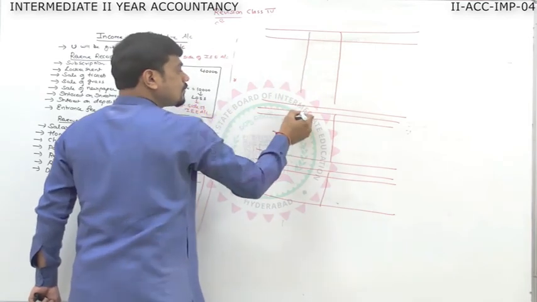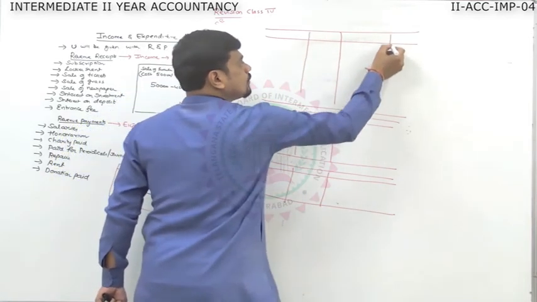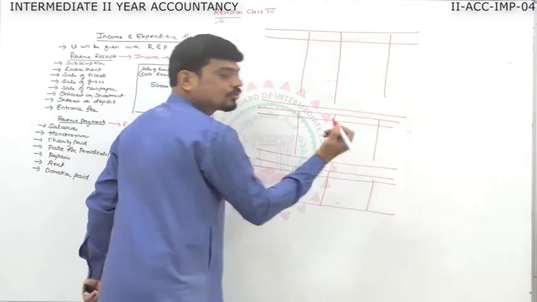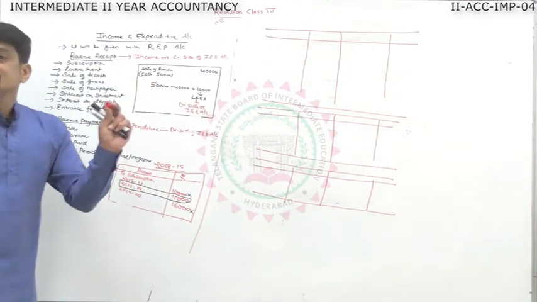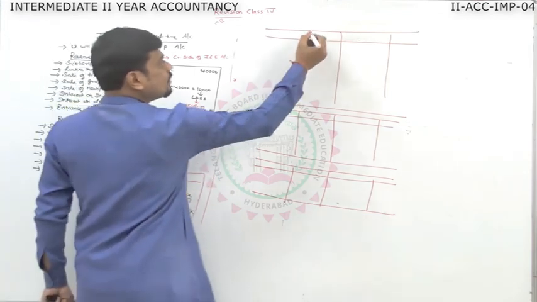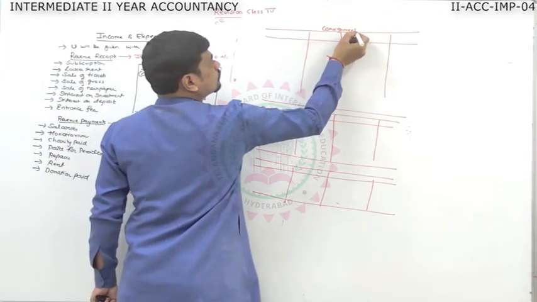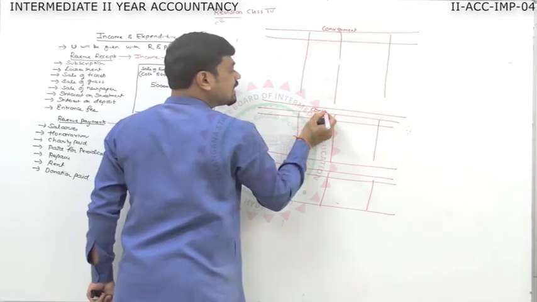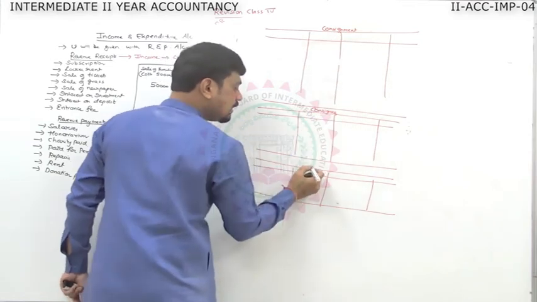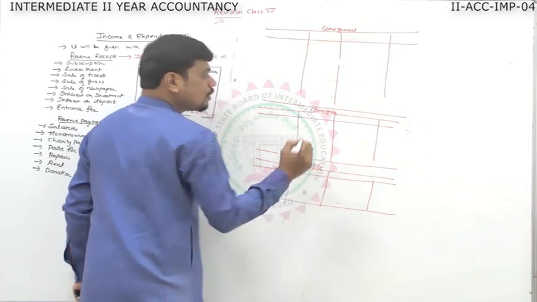Divide into amount columns, amount, amount, amount. Always the solution will start like this. This is your consignment account. This is your consignee account; they'll give the name, Ram, Mohan, whatever. And this is goods sent on consignment.